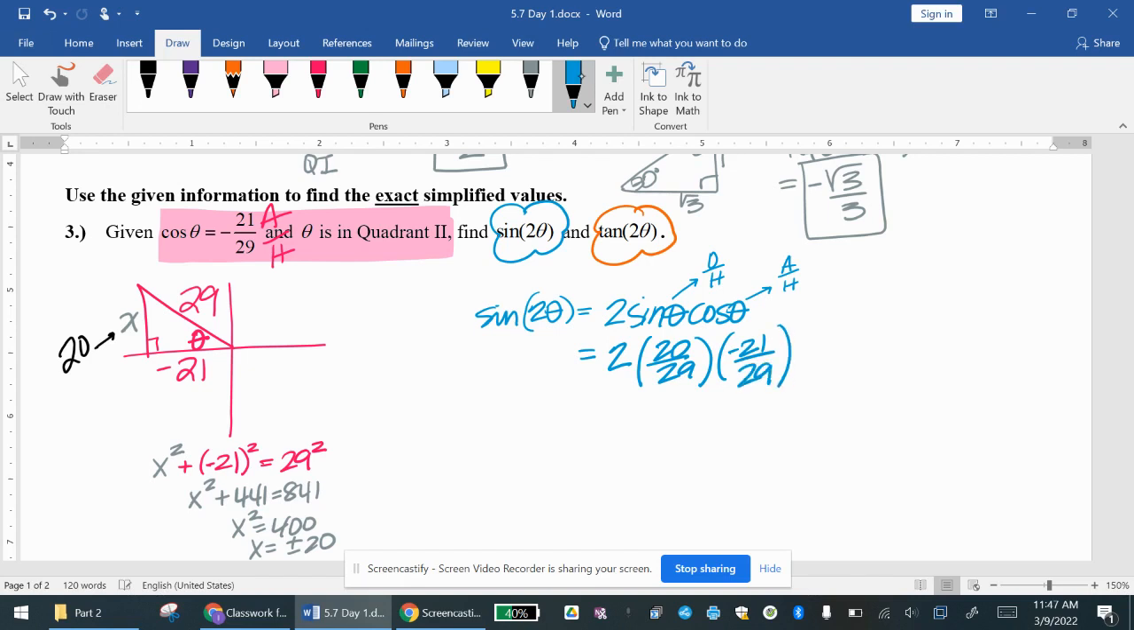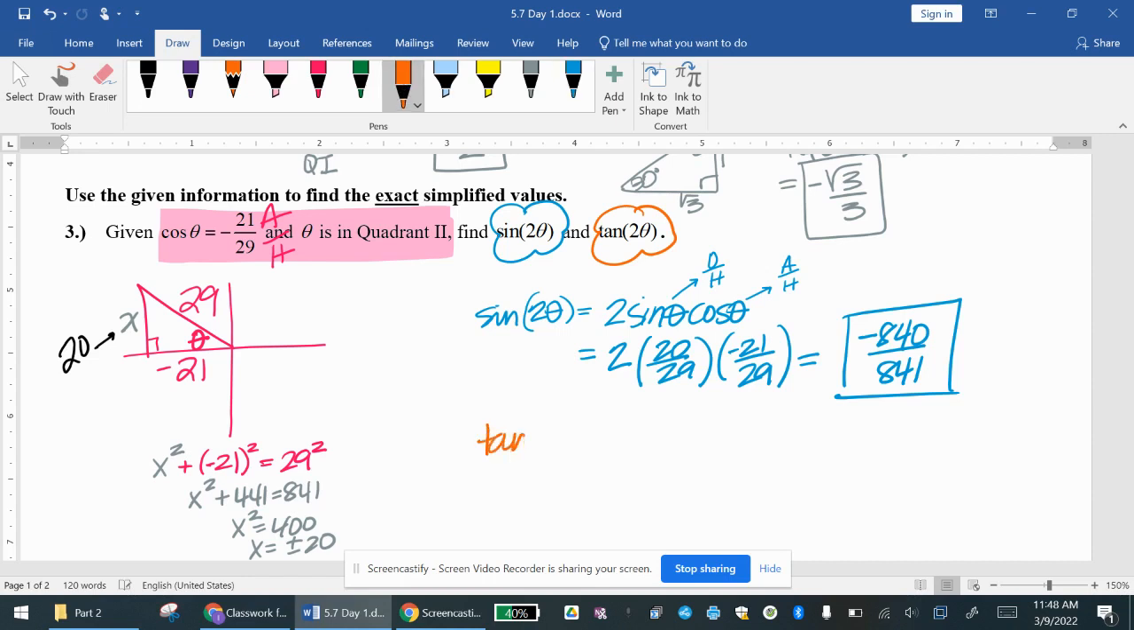So then you just put it all in your calculator. Go ahead and pause the video, put that in your calculator, and then push play when you're ready to find out what the answer is. All right, if you did not get the right answer, try it again. Remember, this is all being multiplied, so 2 times 20 over 29 times negative 21 over 29. If you got a decimal and you want a fraction, remember you can press math enter enter on your calculator.